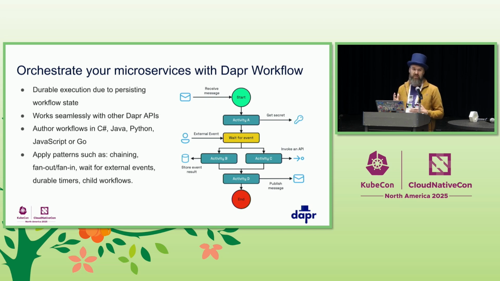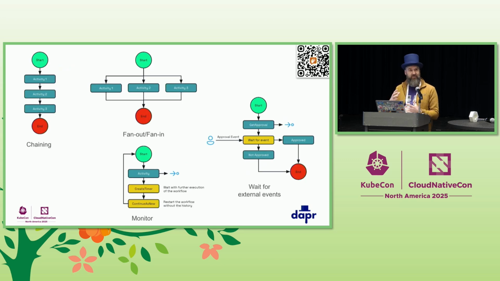Dapr Workflow integrates seamlessly with all of the other Dapr APIs, which is great. And you author your workflows in code. So you can use C# or Java or Python or Go or JavaScript to write your workflows and your activities. You can also apply lots of workflow-specific patterns, such as activity chaining, fan out, fan in, monitor to do some kind of recurring tasks, but also waiting for external events. And there are more patterns, but there's limited time here.